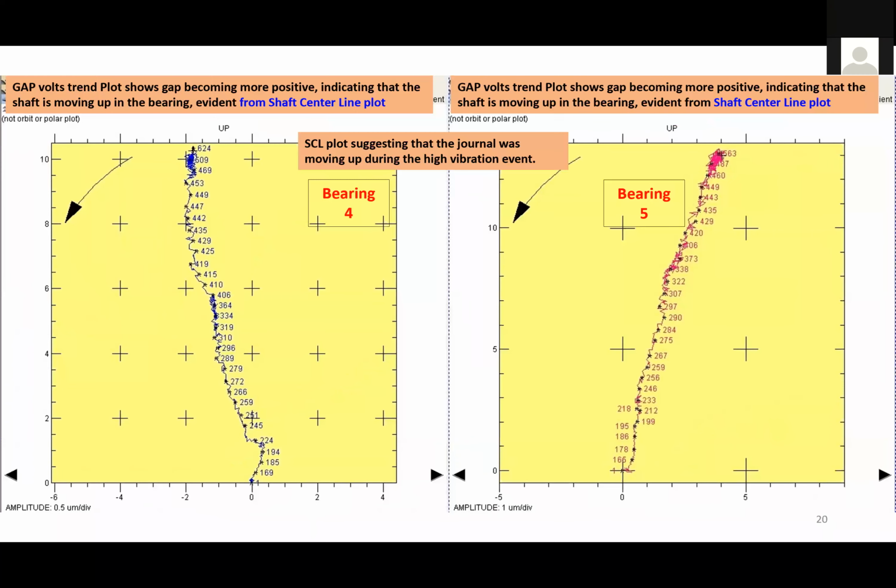If you look at the shaft centerline plots here, this particular plot is taken in the configuration we have just seen, that incident only. So when the vibrations were increasing, there was only a slight movement here. Even the shaft has moved up, but it is only around 10 or 15 microns, not a great distance, on both the bearings. But they have traveled around 10, 15 microns within these bearings when the high vibration incident was happening.